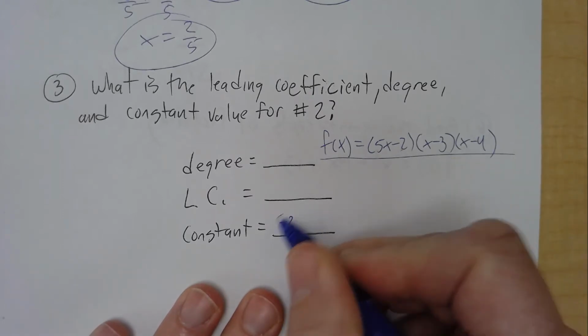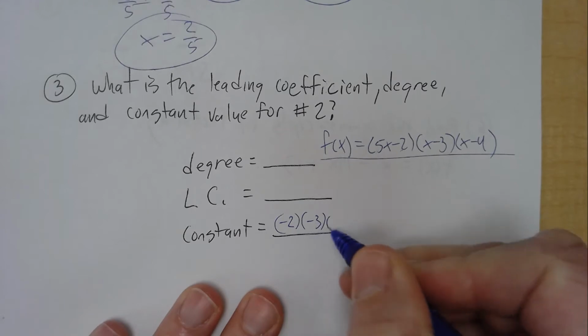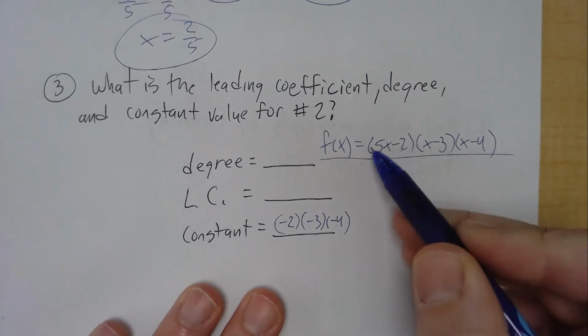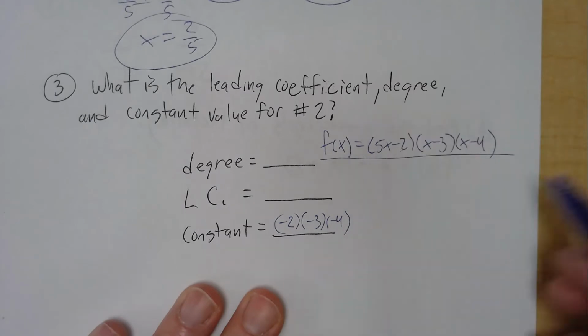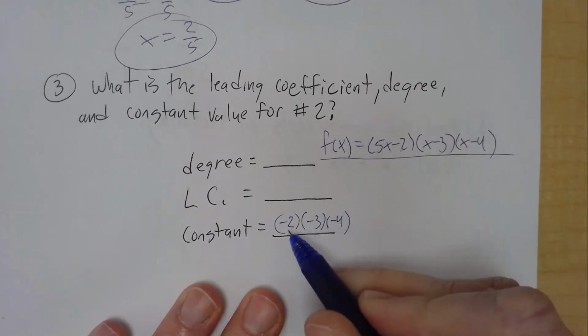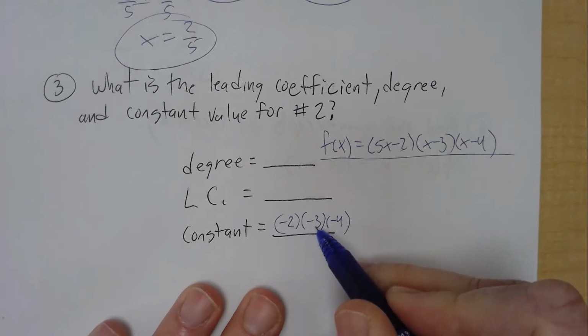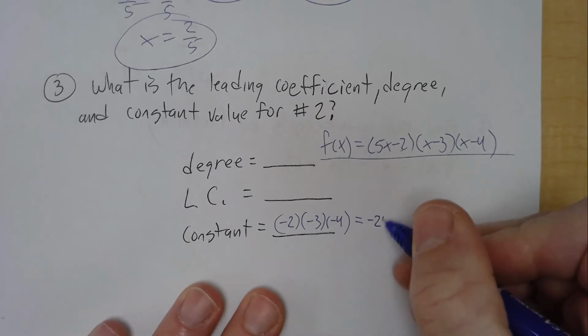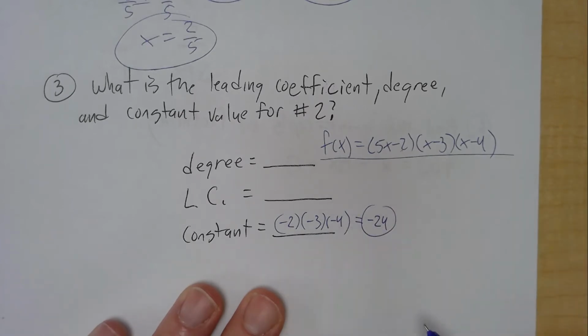The constant term is just the numbers at the end multiplied together. So it's -2 times -3 times -4. If you wanted to, you could multiply this all out and put it in standard form, but we don't really need to for this question. So this times this would be 6, and then 6 times -4. So the constant term is -24 by multiplying these three numbers together.